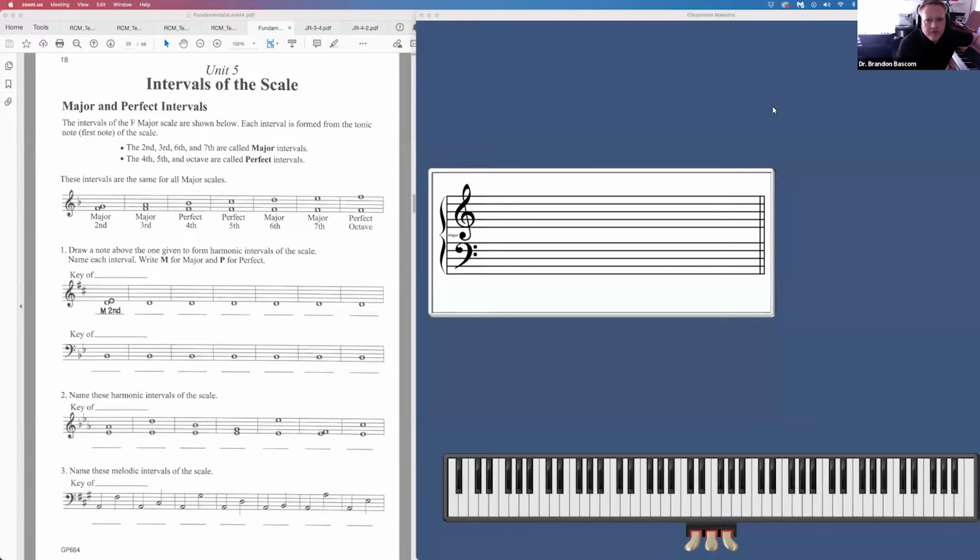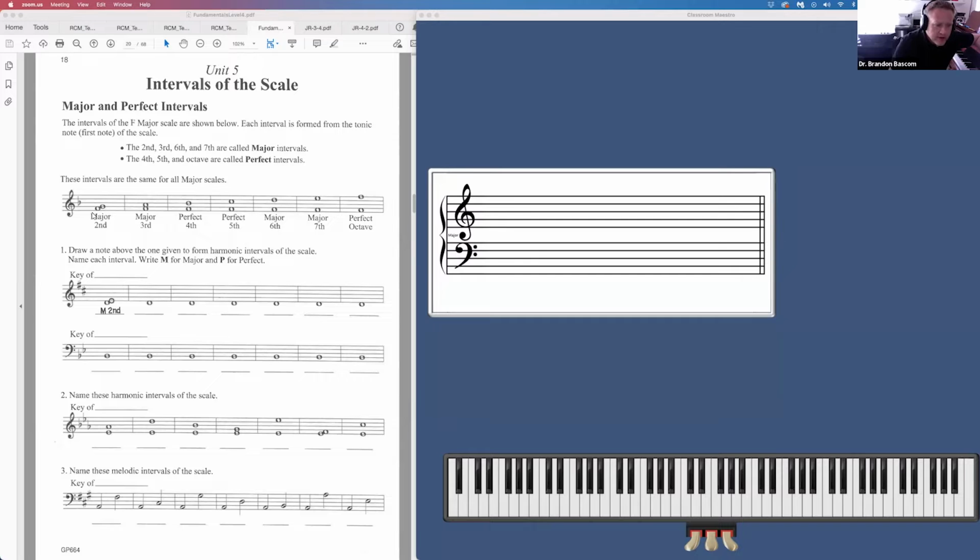Welcome to the Fundamentals of Piano Theory, Level 4, Units 5, 6, and 7. In Unit 5, we're talking about intervals. Nothing new that we haven't gone over already. Just a review. We're doing all the intervals that occur in a major scale.